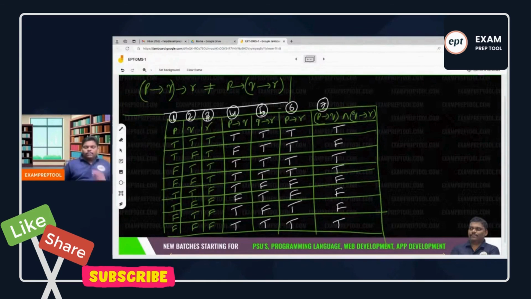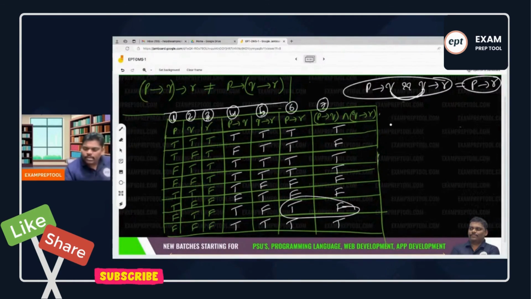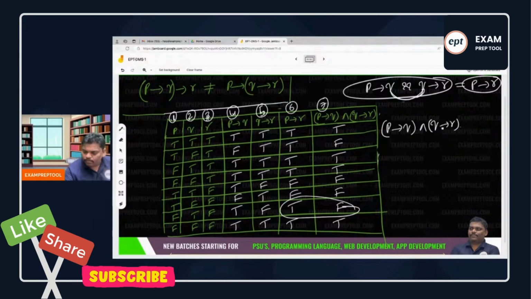These are the numbers. Anywhere having a problem, please check. From this, can I conclude P implies Q AND Q implies R is equal to P implies R, right? It is wrong. So be careful, these two are not equal. If anyone says true, please let me know.